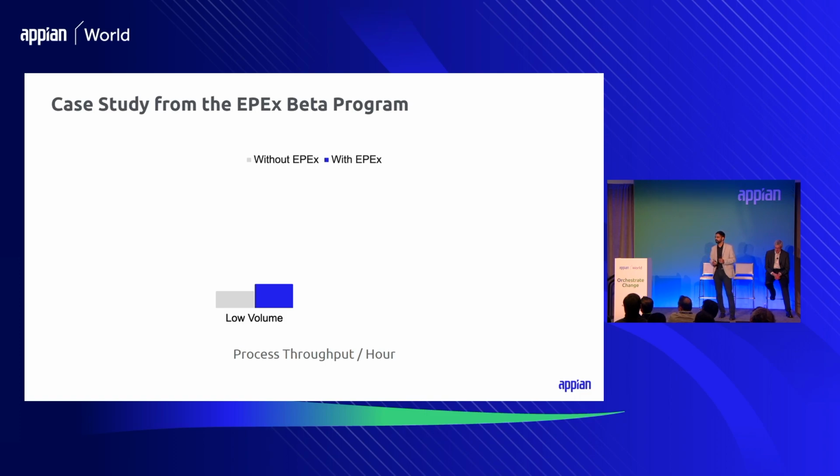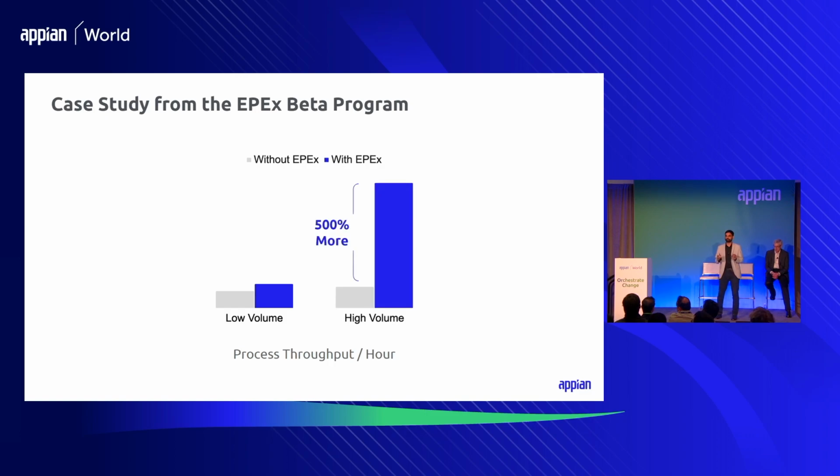Maybe EPEX is slightly better, but you can still see that the existing process engines are still performing pretty well at low volume. But as you scale up, there's going to be contention in your system. As you scale more data, more rows of data being treated in Appian, that's where EPEX performs really well. With EPEX, we could see 500% more throughput with a similar amount of resources. So that is also highlighting the efficiency of EPEX.